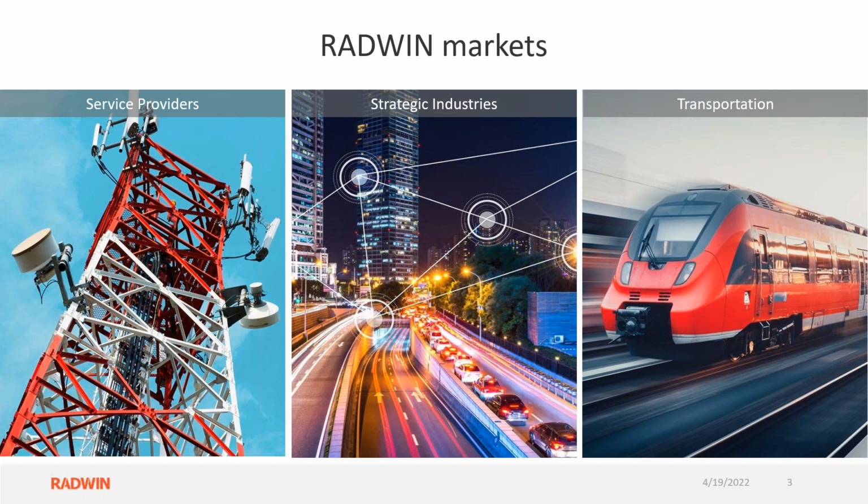We do strategic industries such as mining, electric distribution, water distribution, ports, for example, those kinds of strategic industries. And we also do a lot in transportation, primarily with trains, where we do wireless connectivity between rail cars, and between the passenger cars and the siding to provide internet services for passengers.